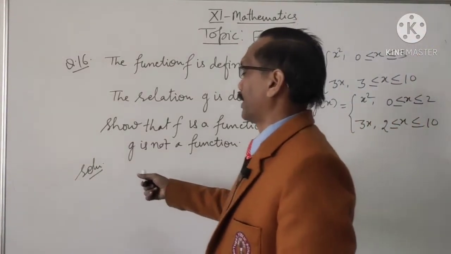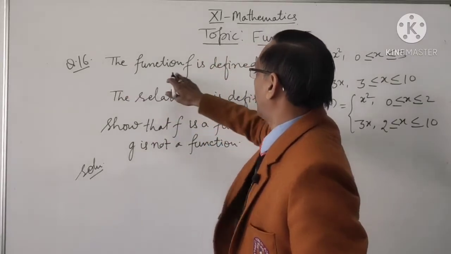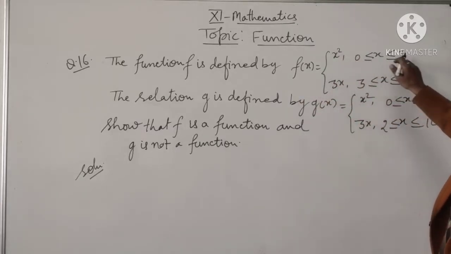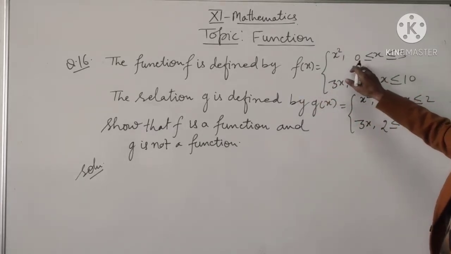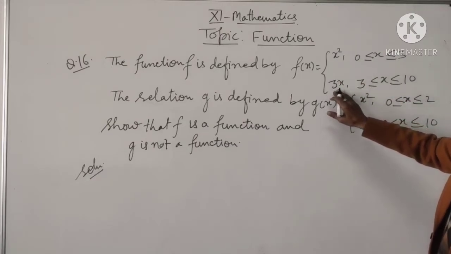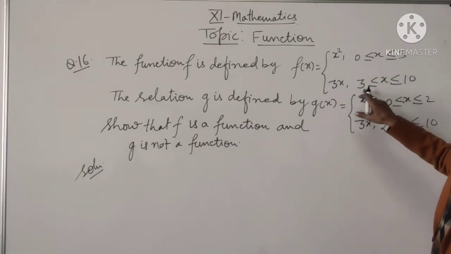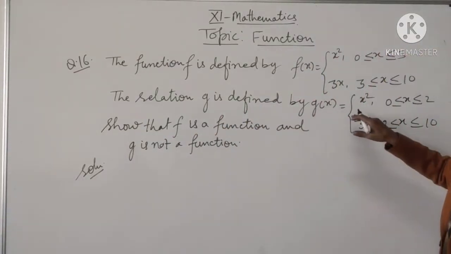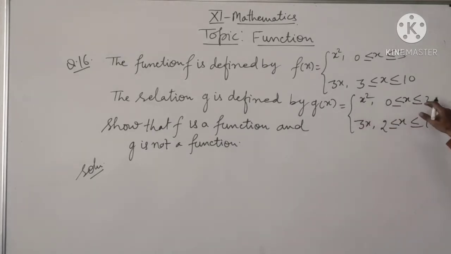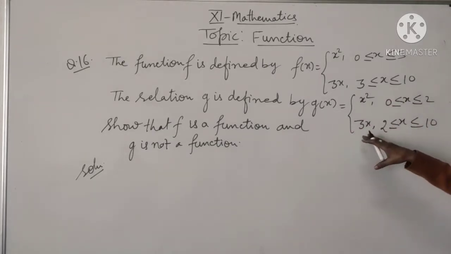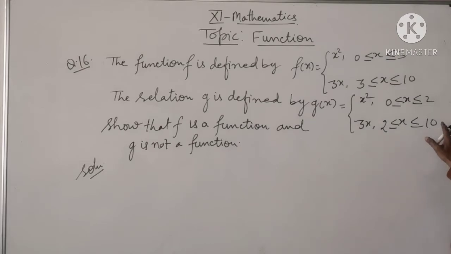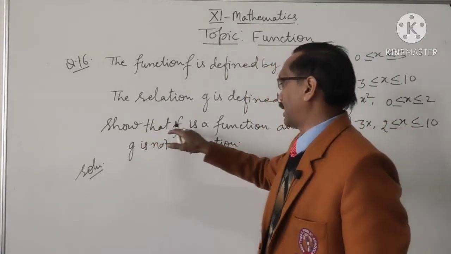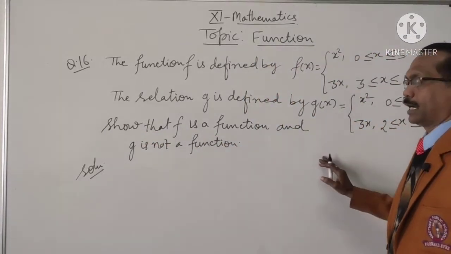Student, now the next question. The function f is defined by f(x) equal to x square when x is greater than or equal to 0 and less than or equal to 3, and it is 3x when x is greater than 3 and less than or equal to 10. Another function g is defined by x square when x is greater than or equal to 0 and less than or equal to 2, and 3x when x is greater than or equal to 2 and less than or equal to 10. So that f is a function and g is not a function.